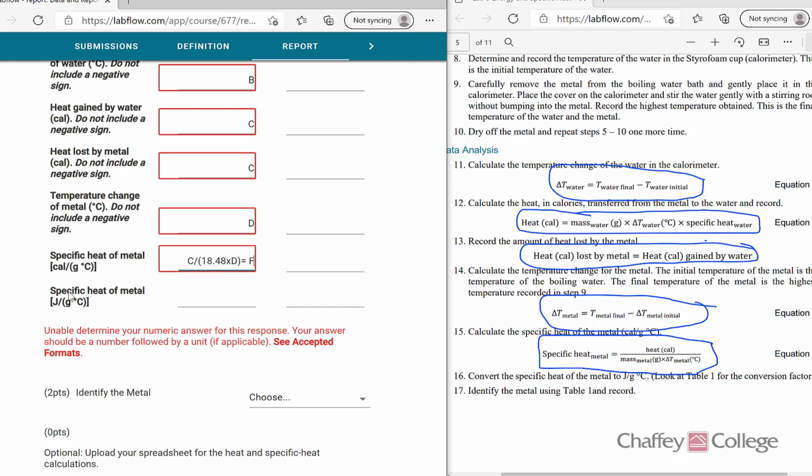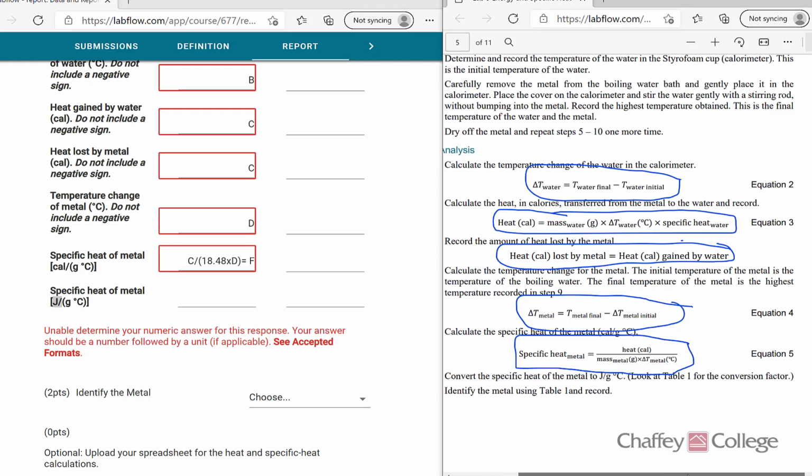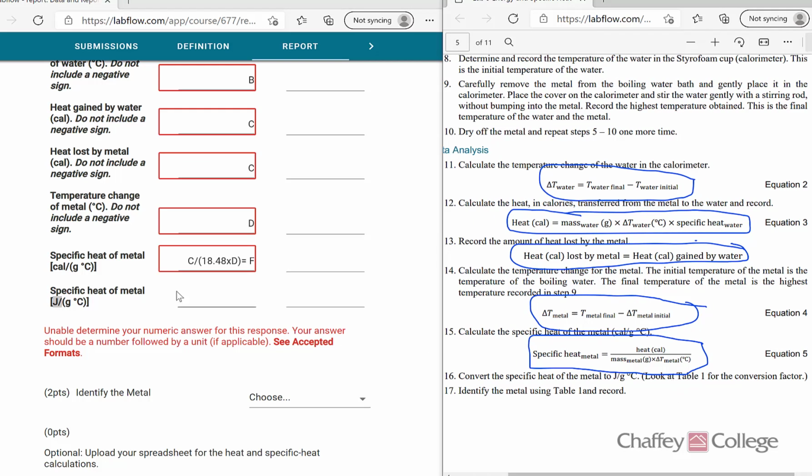Finally we need to calculate the specific heat of the metal in joules. If you want to calculate specific heat of metal in joules, all you need to do is multiply whatever value you get in calories, in my case it was F, by 4.18. That will give you the value in joules. So note down that number.